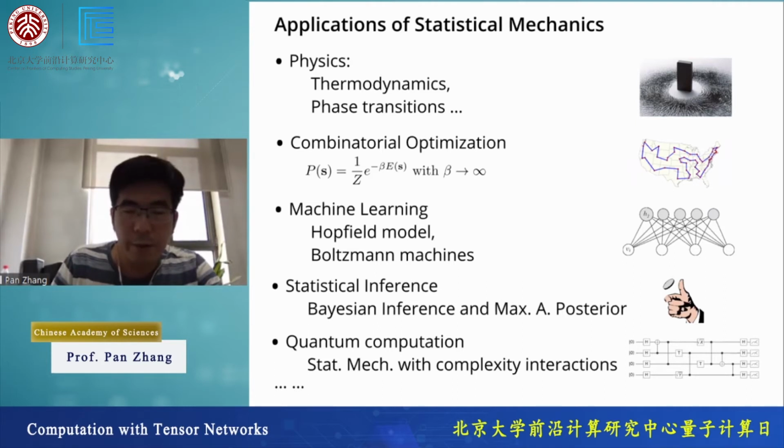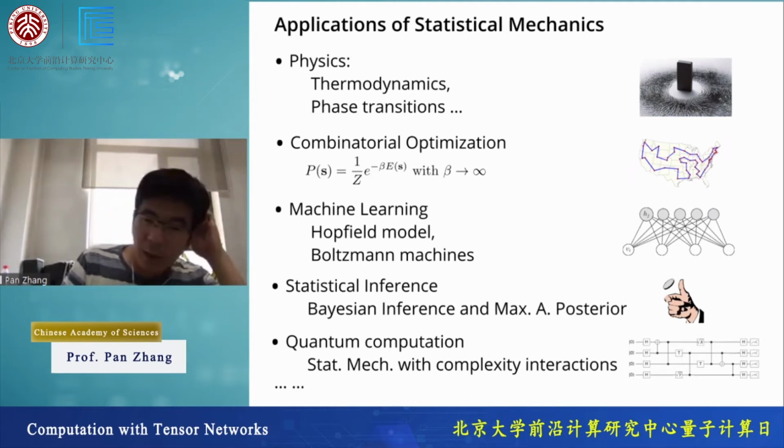If we don't want to do Bayesian inference, but something like maximum a posteriori inference, then the problem goes back to combinatorial optimization problems. People want to find the most likely configuration, the ground state energy of the statistical mechanics problem. And the last one I want to mention is quantum computation.